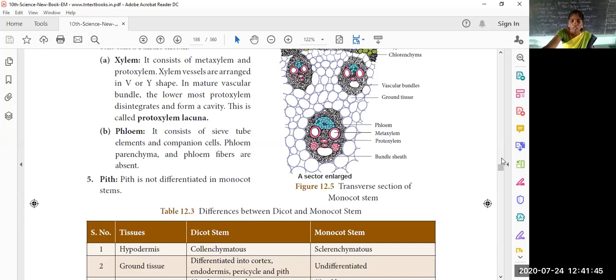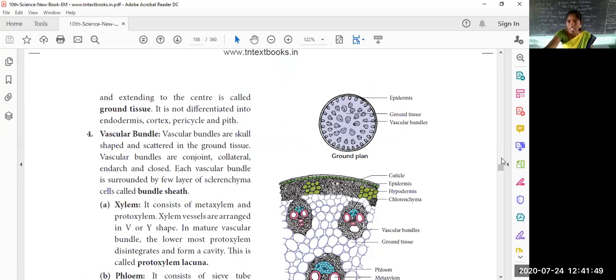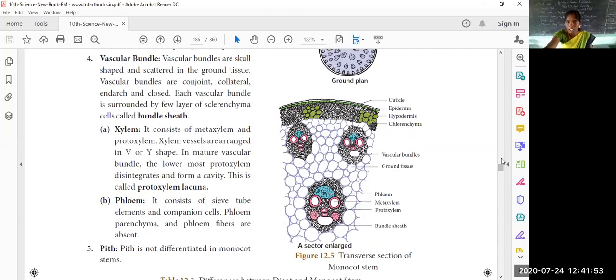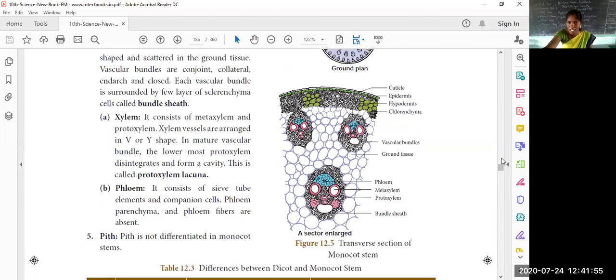If you see the diagram here: cuticle, epidermis, hypodermis, chlorenchyma, vascular bundle, ground tissue, phloem, metaxylem, protoxylem, bundle shape. If you see the vascular bundles, they look like a skull, like a head bone. That's why it is called skull shape.